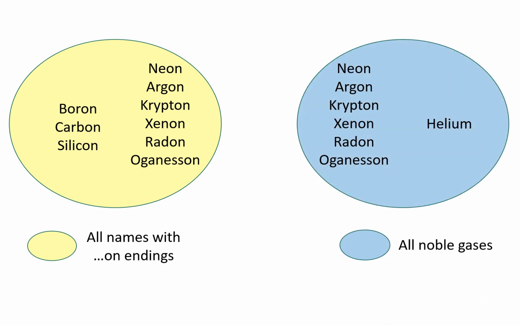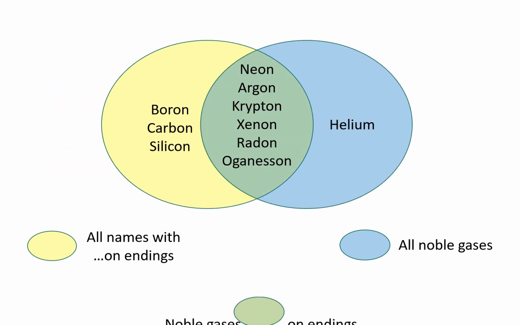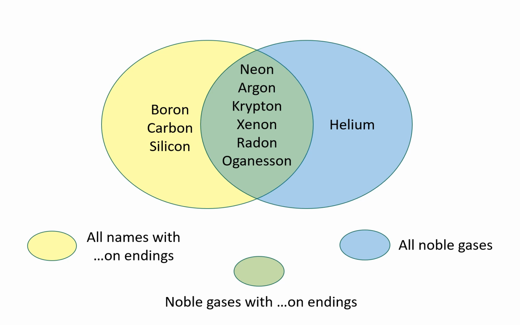The yellow set includes the names of all the elements ending in -on. The blue represents all the noble gases. The area where they merge, the green, represents all the noble gases whose names end in -on.